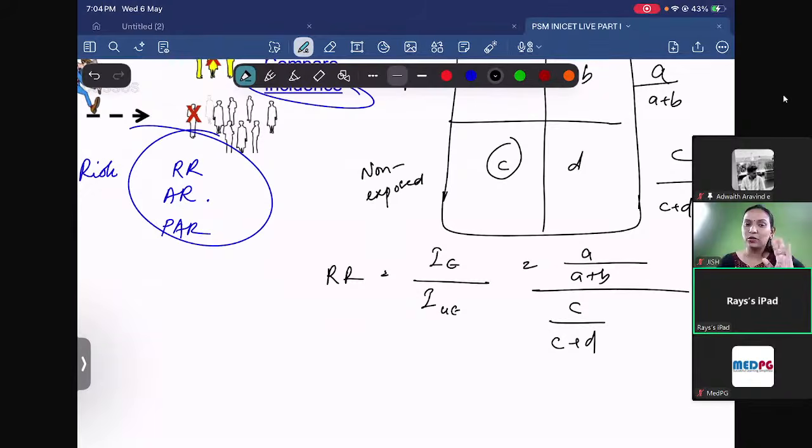Just like your odds ratio, relative risk equal to 1, no association; more than 1, positive association; less than 1, negative association. That's how you're going to calculate the relative risk.